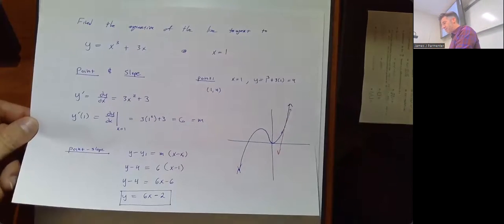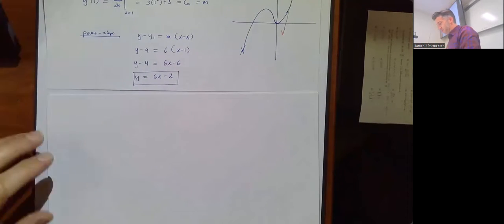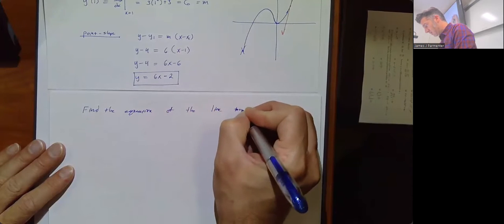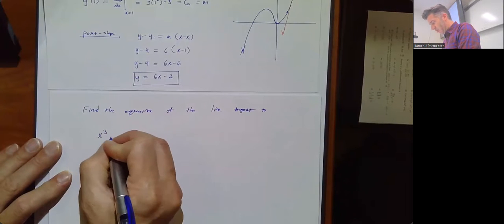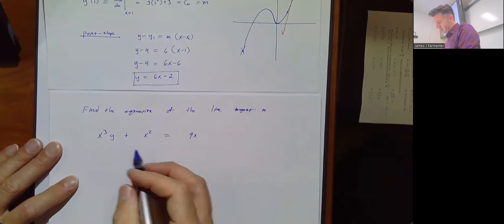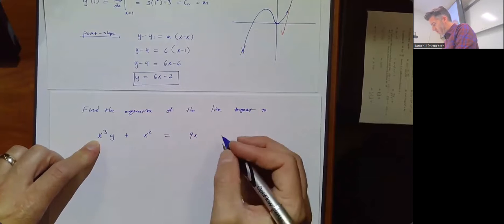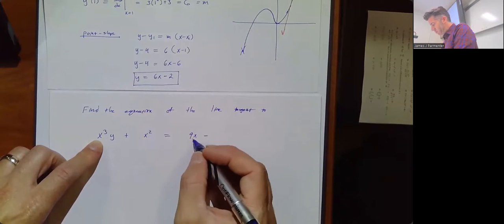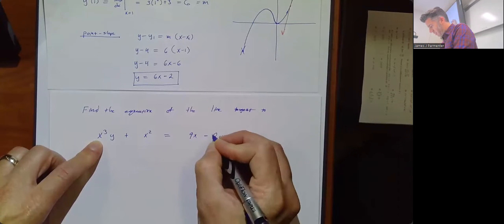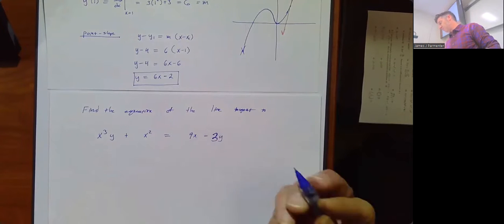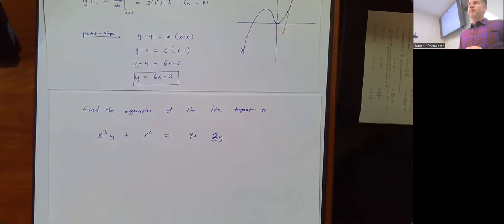All right, let's up our game a little bit. Make it a little bit harder, but still kind of the same. So now what we're going to ask is to find the equation of the line tangent to the following. Let's say x cubed y plus x squared equals 9x minus 3y. I'm trying to make sure the numbers are not terrible here. Sure, fine. So this looks kind of terrible, although not that terrible.